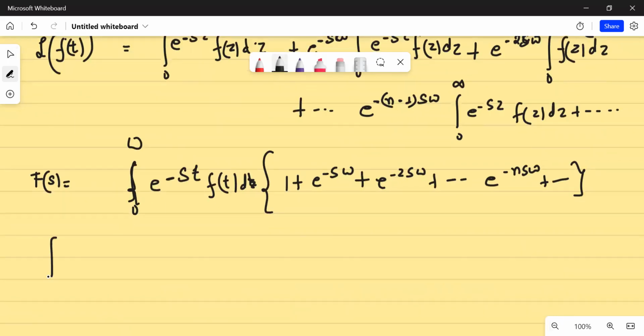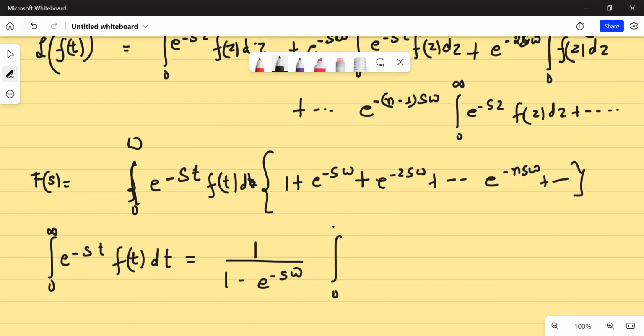Is that clear? So the integration from 0 to infinity of e to the power minus st f(t) dt, which is the Laplace transform of f(t), is equal to 1 upon 1 minus e to the power minus s omega, times the integration from 0 to omega of e to the power minus st f(t) dt. Don't forget this omega is the period of the function.